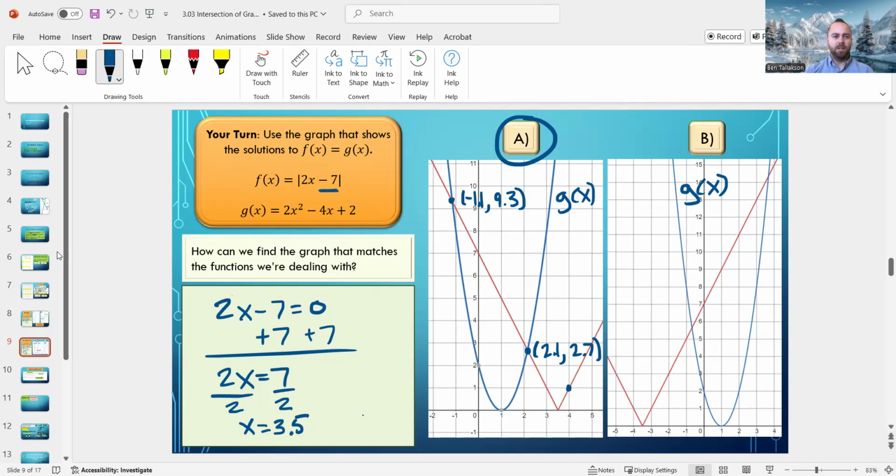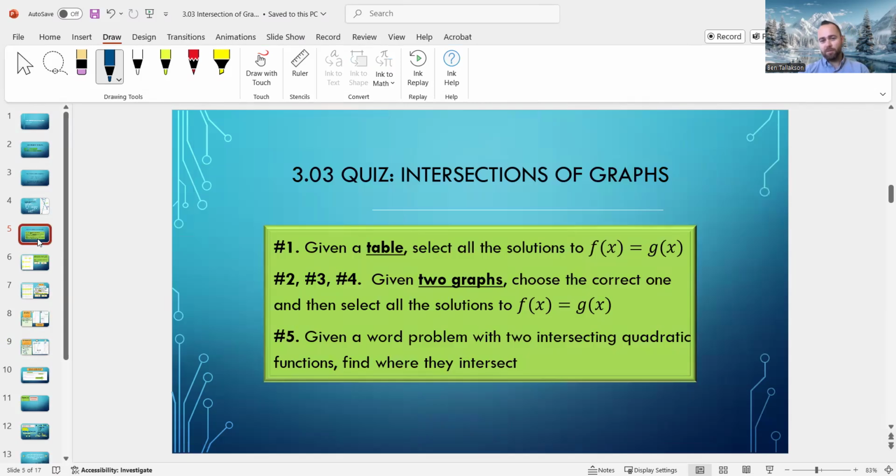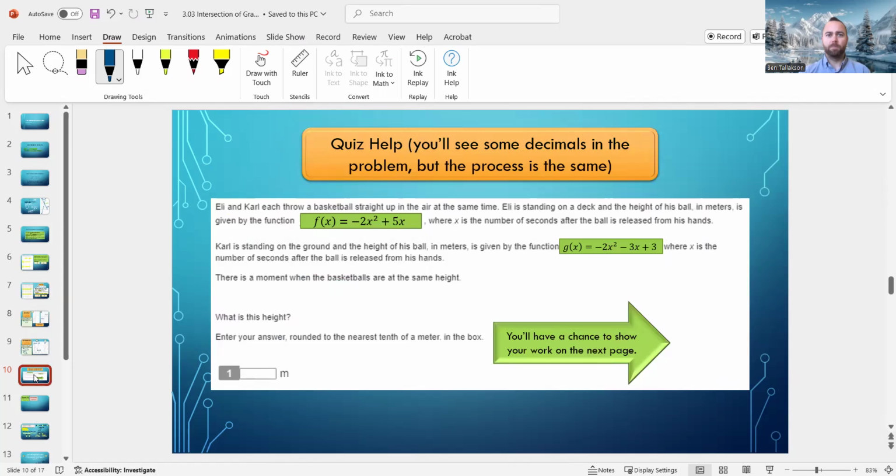Okay. And now it's time for your favorite, a word problem. And not just any word problem, one with two intersecting quadratic functions. So this is exactly what we've been doing. You have two functions, you're finding the solution. Only difference is they're both quadratic, and you're not given a graph, you're given a word problem. Here's the word problem, and you will see some decimals in the problem, but the process is still the same.